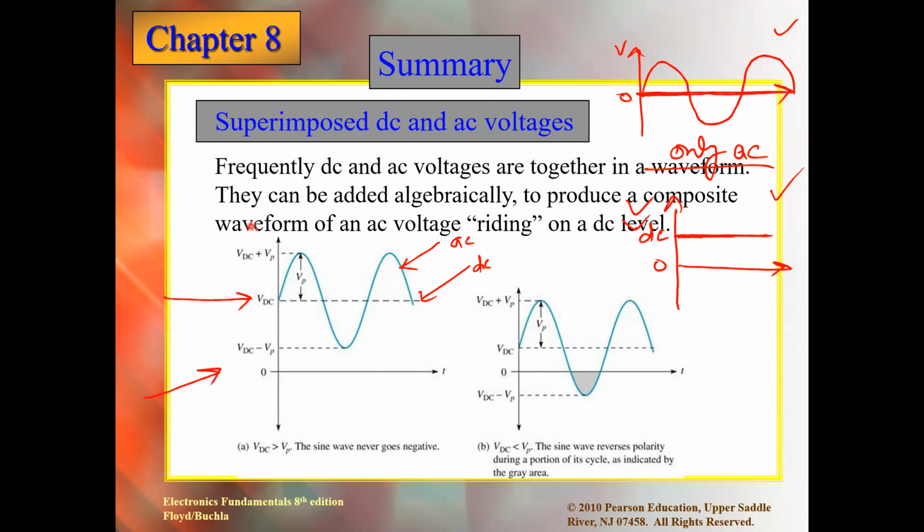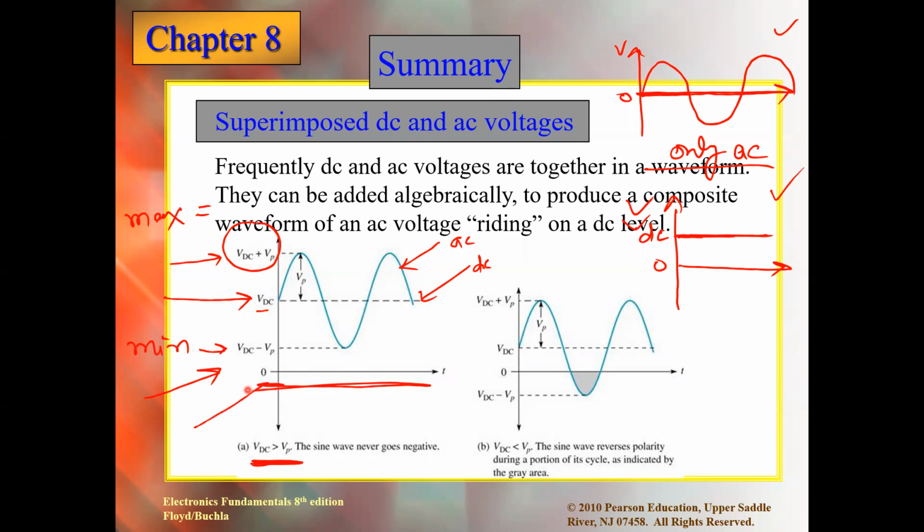And then how can you find the maximum value? The maximum will be calculated by the formula VDC plus VP. Similarly, you can calculate the minimum value of the composite waveform, which will be VDC minus VP. So this is the situation, guys, when VDC is greater than the peak value. The whole composite waveform is shifted above the 0 axis.